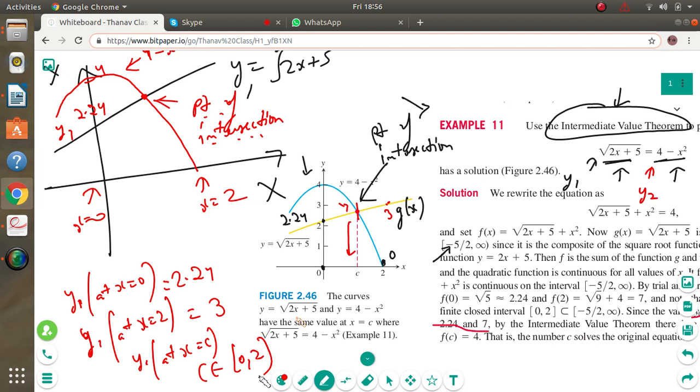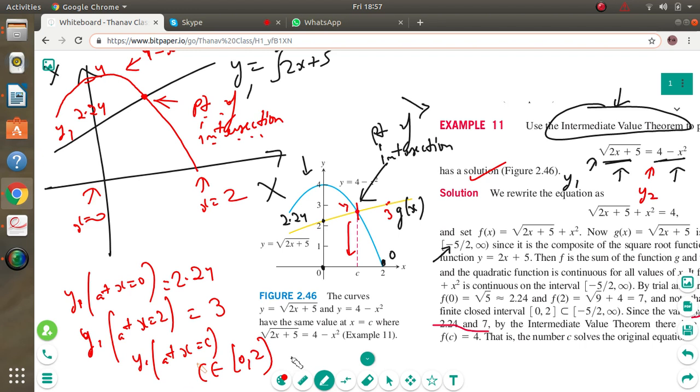So we can say that it has a solution. Now, what you have proved is that the intermediate value theorem can be used. That is, I have shown you the intermediate value theorem can be applied. One more thing I have shown to you, that c is lying between 0 and 2, the closed interval.